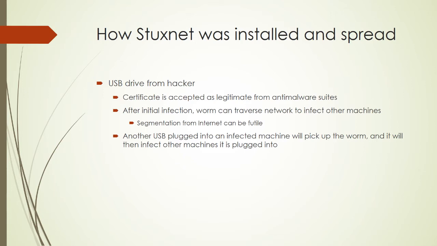Initially, a hacker would plug a USB drive into a device. As part of the Stuxnet code, there's a certificate that's accepted as legitimate from anti-malware suites. After initial infection, the worm can traverse the internal network to infect other machines on the network. So segmentation from the internet can be futile if the machine is connected to other devices on the LAN. And finally, if another USB drive is plugged into a machine that's infected, that USB drive will pick up the worm, and then any other machines where that specific USB is plugged into will get infected by the worm.